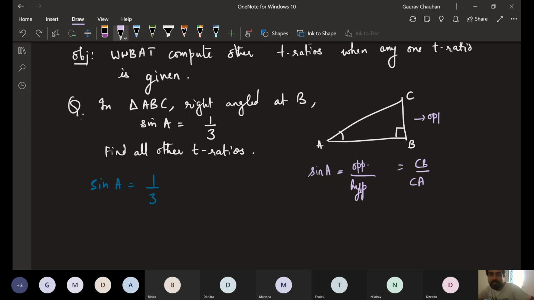We good with that, everyone? Anyone has any doubt here? Sine A is this ratio. Now the question is telling you that after taking the ratio, do you have a doubt? No, sir. Okay, lower your hand then.